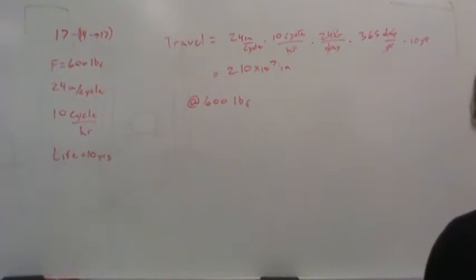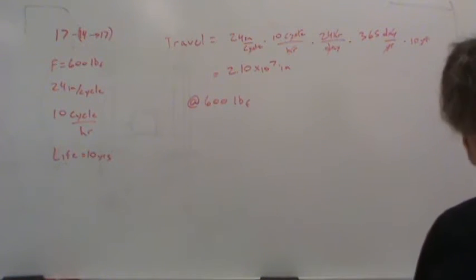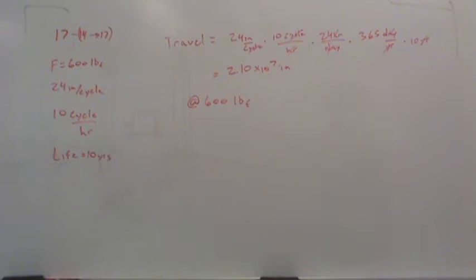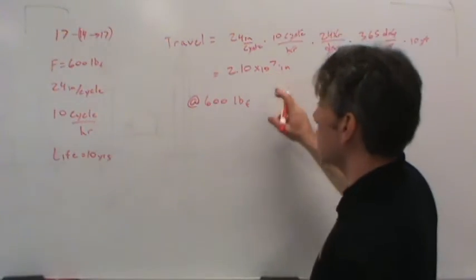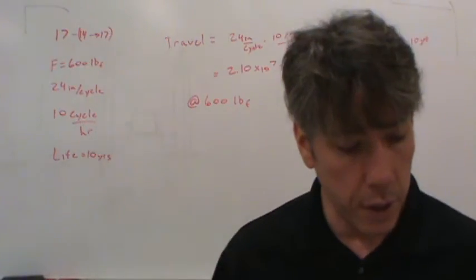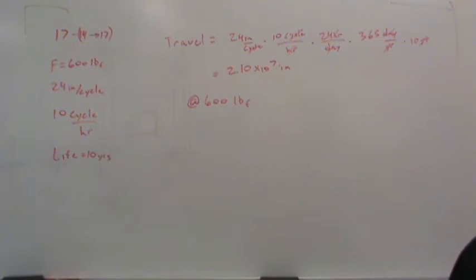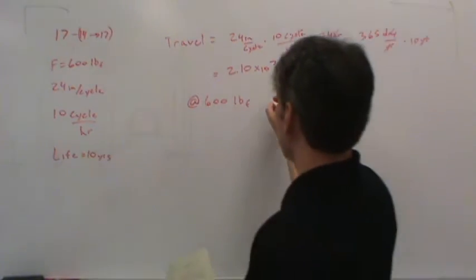We have 600 pounds, and so that data point of 600 pounds and 2.1 times 10 to the 7th ends up above the curve for the half-inch nominal size ball screw. So we have to go up to the 3/4 ball screw. Does that make sense now?